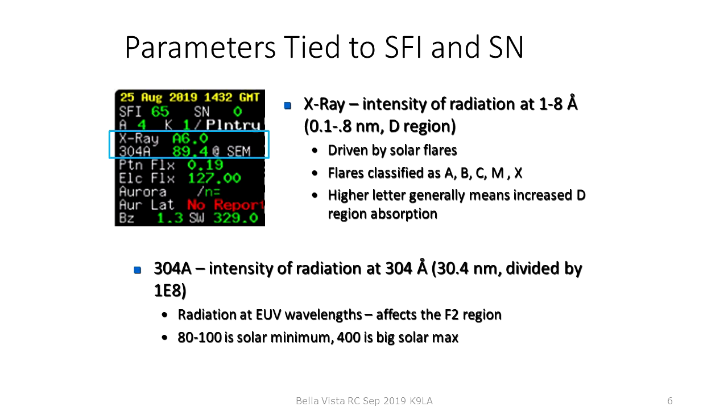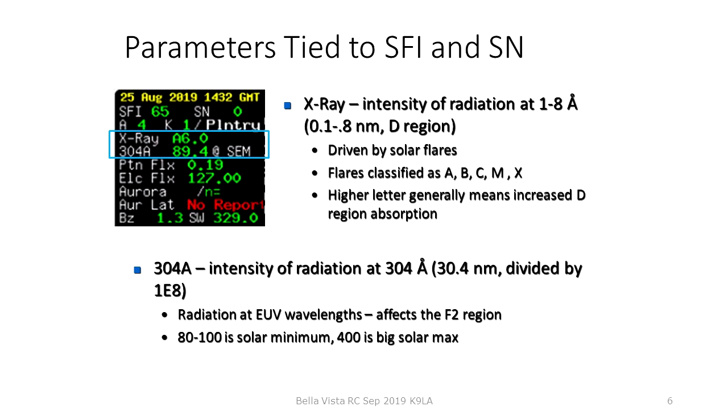Now, the X-rays are driven by solar flares. Flares are classified as A, B, C, M, and X. A is the smallest flares. B, C, I don't know why they skipped D through L, but they did. And I don't know why they skipped N through W. So I don't know, whatever. That's what we have, the 5 categories. And the higher the letter generally means increased D region absorption.